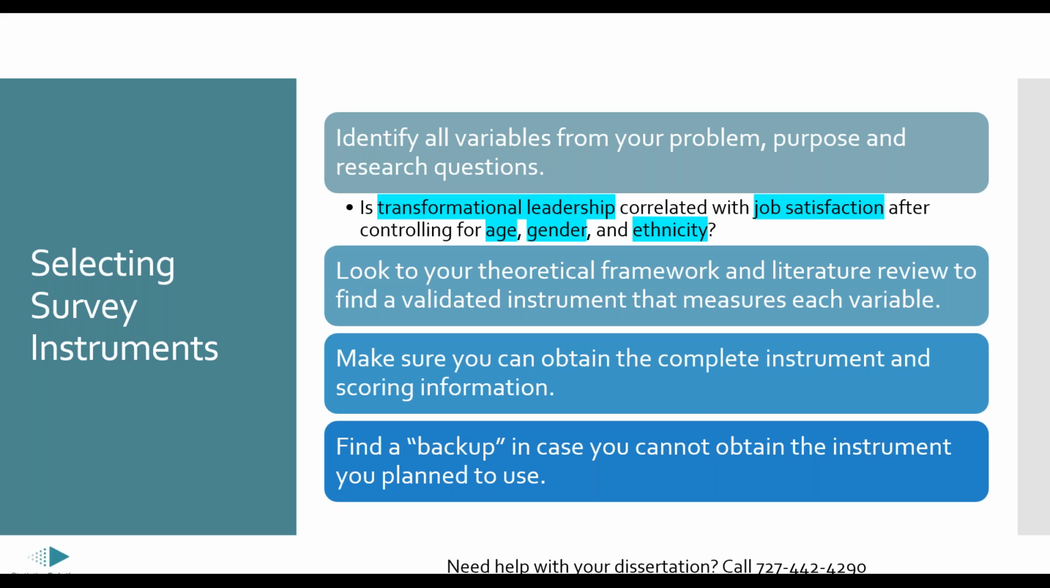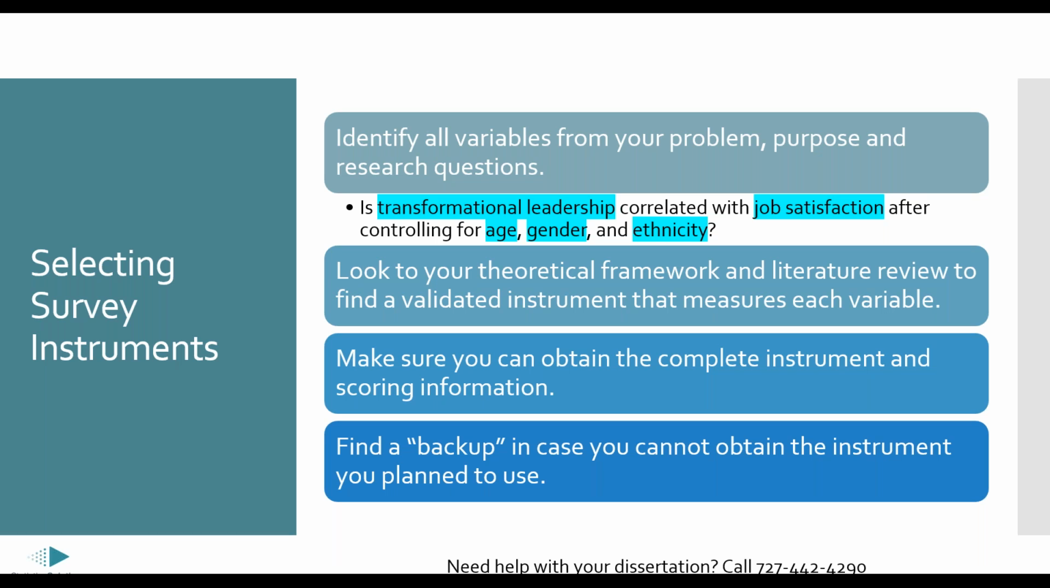And schools often will discourage students from creating their own instruments or may even have guidelines that prohibit students from creating their own instruments. They may have requirements that you have to use an instrument that has already been validated in the literature. And so to find a validated instrument, you need to look to the literature and to the specific theory that you're using to see what past researchers have used to measure those variables.